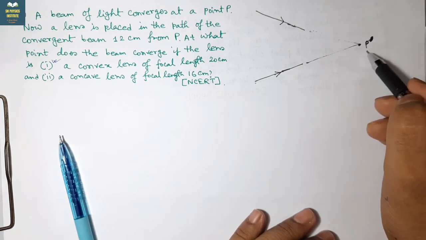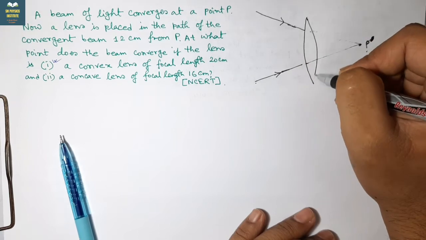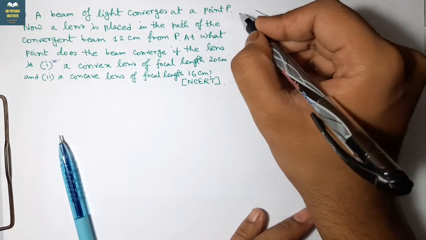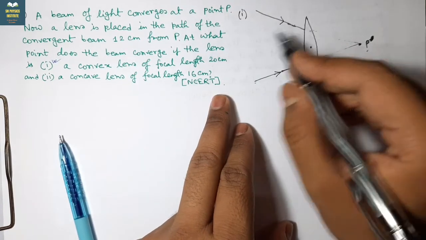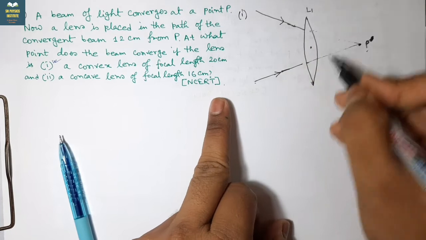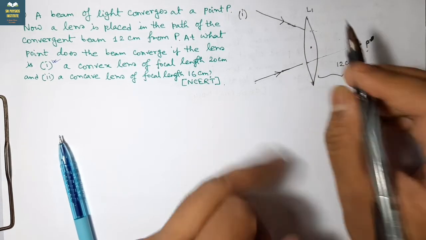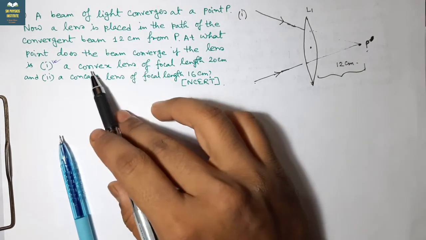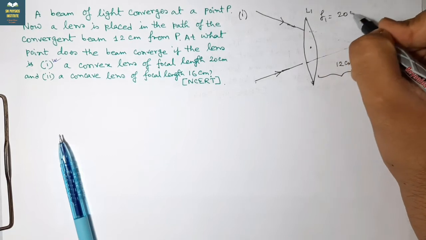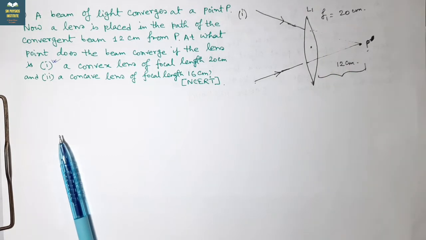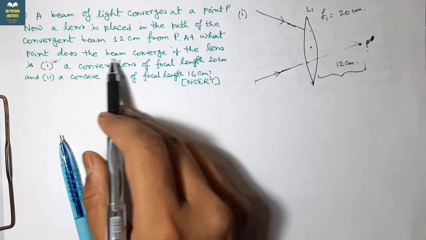So from this P point, suppose in the first case, I am answering the first question. If you keep a convex lens L1, 12 centimeter from this P point, a convex lens of focal length 20 centimeters, you have to find out at what point the beam converges.